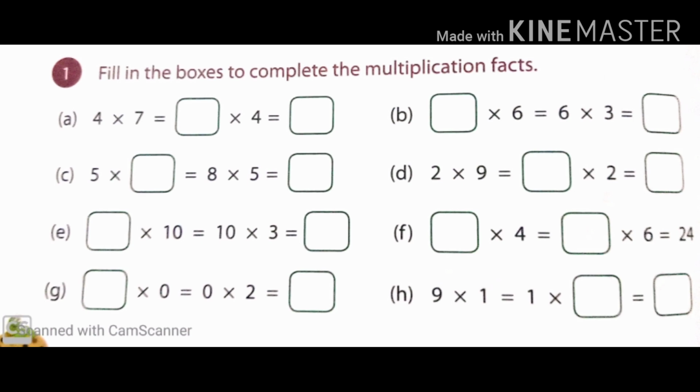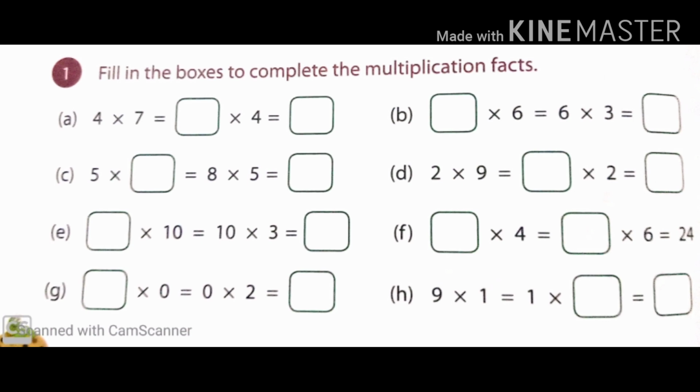Now see exercise number 1. Fill in the boxes to complete the multiplication facts. So 4 into 7 equals dash into 4 equals dash.